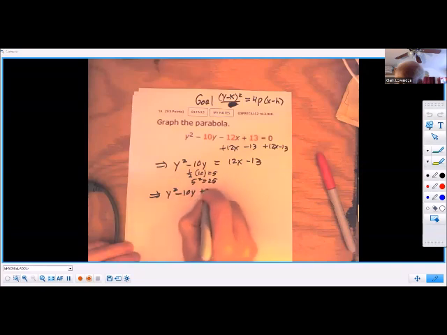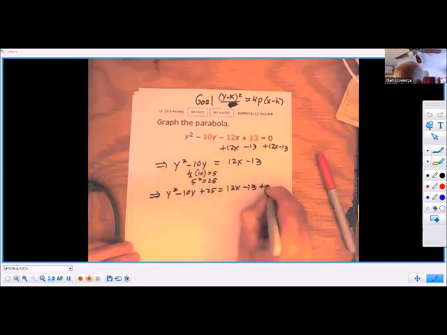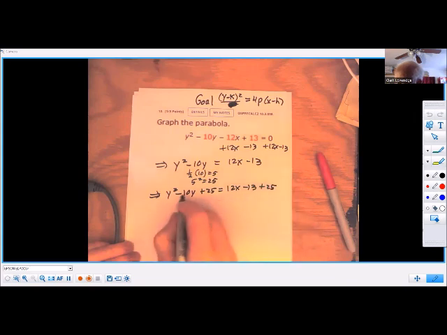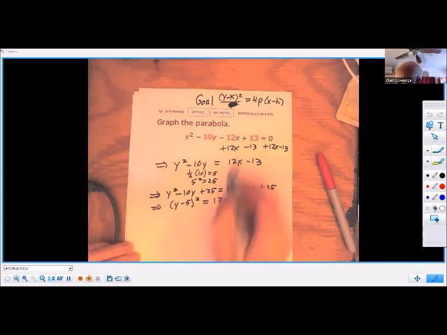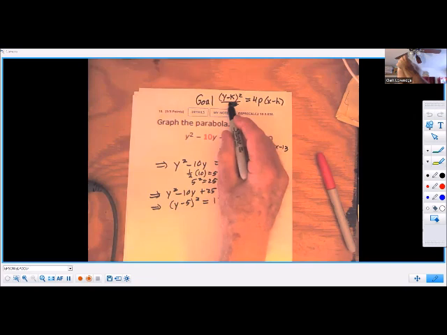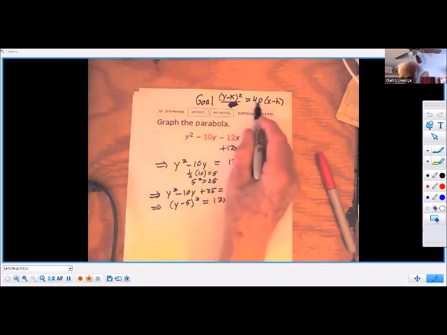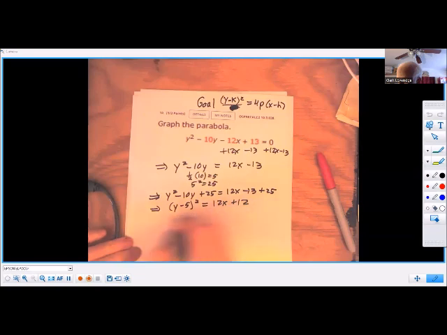Y squared minus 10y plus 25 equals 12x minus 13 plus 25. Okay, so then the left side, you factor that: y minus 5 times y minus 5, or y minus 5 squared. Negative 13 plus 25 is 12. We'll have 12x plus 12. And then we can factor the x. So this left side is where we want it. We want to put the right side in the form 4 times p. So we want to factor out the 12.